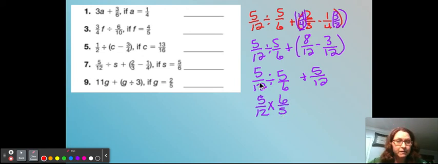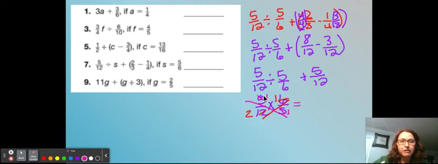This one has a lot of simplifying. 6 and 12 are both divisible by 6, so 12 divided by 6 is 2. 6 divided by 6 is 1. 5 and 5 are both divisible by 5. 5 divided by 5 is 1, so both of these become a 1. Now when I multiply across, 1 times 1 is 1. 2 times 1 is 2. Now I have 1/2 plus 5/12.